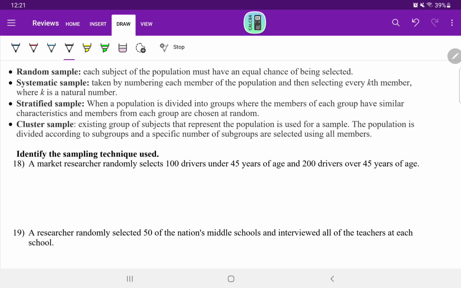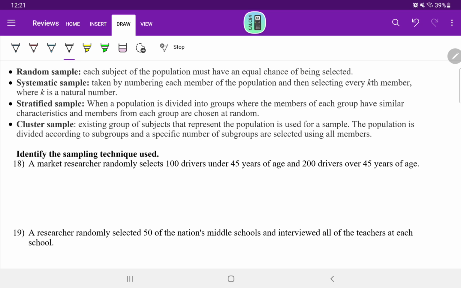A stratified sampling is when the population is divided into groups and the division of those groups is based on some sort of characteristic. And then you're choosing a specific number of objects or a specific number of people from each group. Where a cluster type of sampling is based on existing groups already. You're picking a certain number of those groups at random. And when you pick those groups, you're using all members that are a part of those groups.